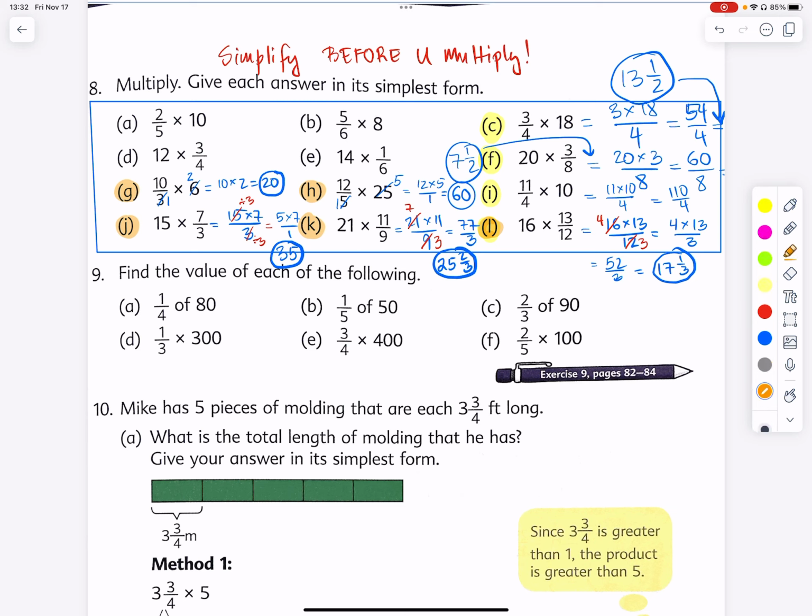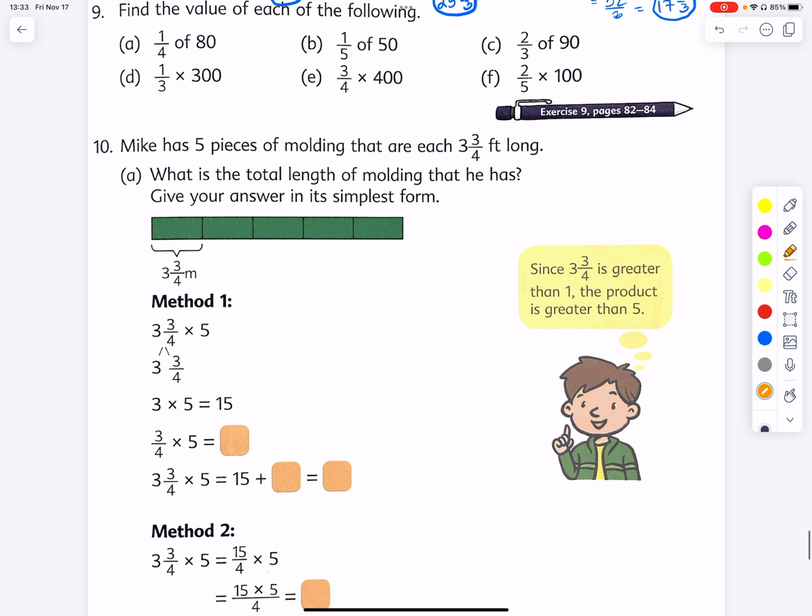I hope, my friends, you find this method useful. Again, our idea is to simplify before you multiply. How do we do it? Divide by common factors, like we've just demonstrated. Now, the next example will be our last for this lesson.